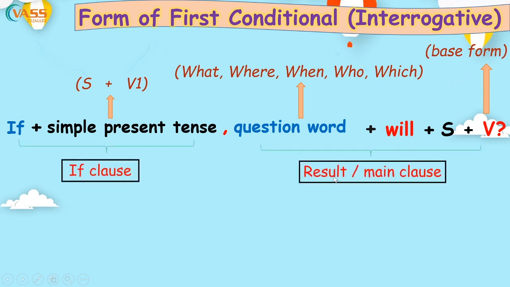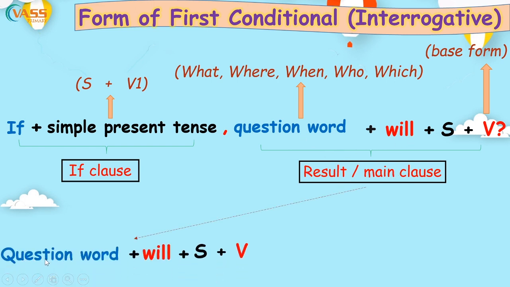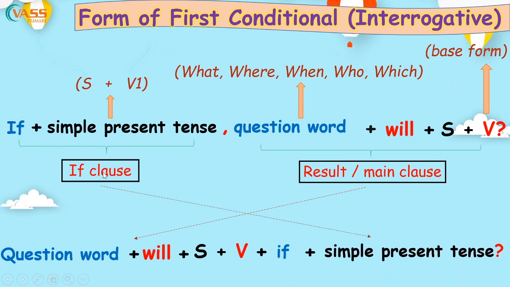with the result or the main clause. Here we started with the if clause, but we can start with the result. We can call this the result clause or the main clause. Okay, so let's put the main clause at the beginning. So we start with the question word and then will, subject, verb, okay? And then you see we have no comma. The if clause goes second, we have no comma.